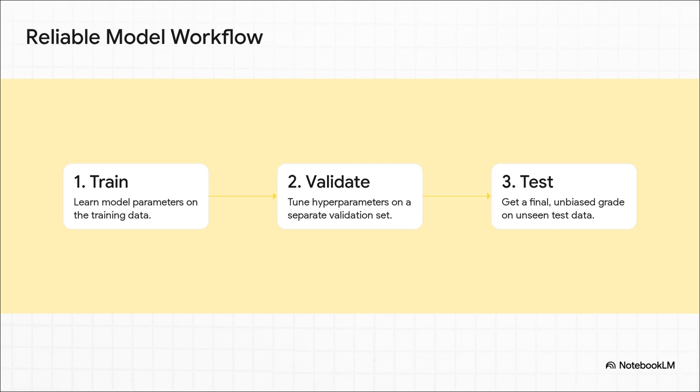You use the training set to let the model learn its parameters, use a totally separate validation set to fiddle with your hyperparameters and pick the best settings, and then, only when you've locked everything down and you're totally hands-off, you break out the test set for a final, honest grade on data the model has never, ever seen.